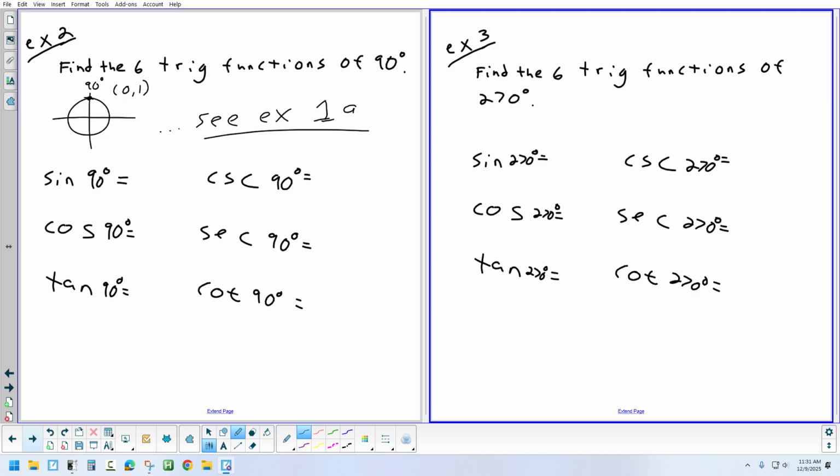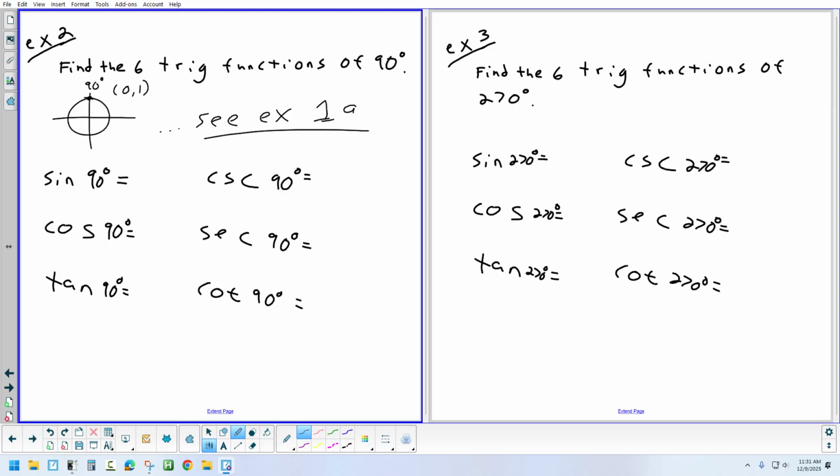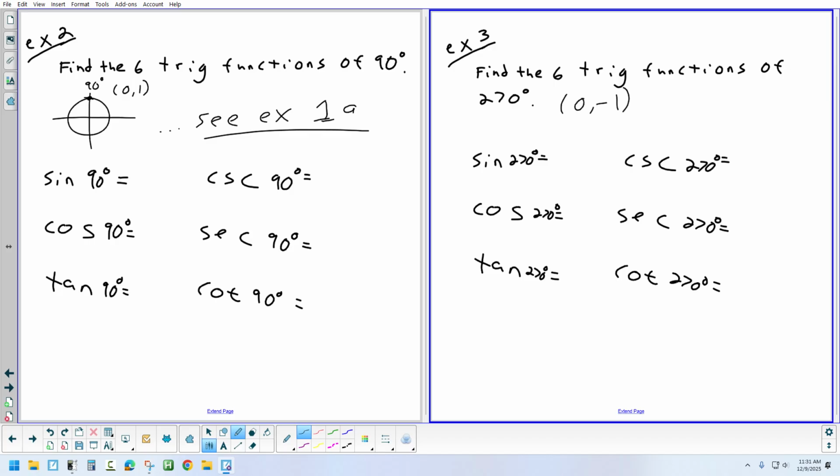All right, let's try this one. The 6 trig functions of 270. What do we have to do first on this one? On the ordered pair. Yep, find the coordinate that represents where the terminal side of that angle hits the perimeter of the unit circle. And what is the coordinate for 270? Yep, 0, -1. Yeah, it's at the bottom. So let's go through all our 6 trig functions. And hopefully for the quadrantal angles, it should get pretty quick.